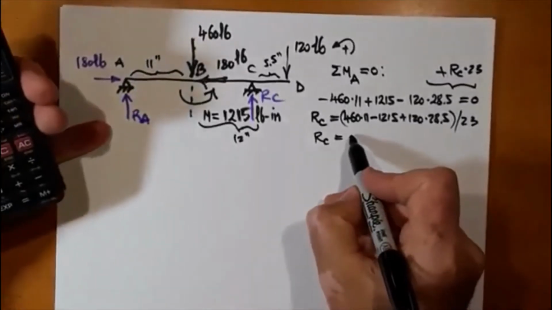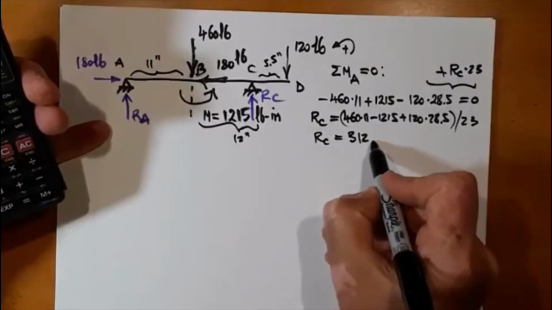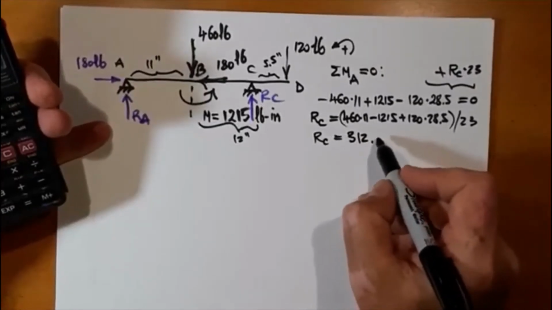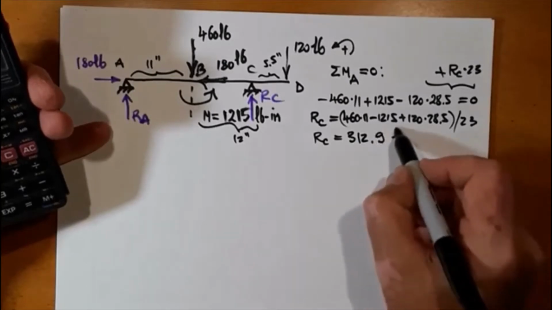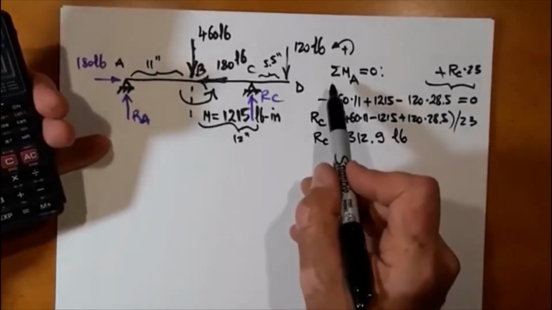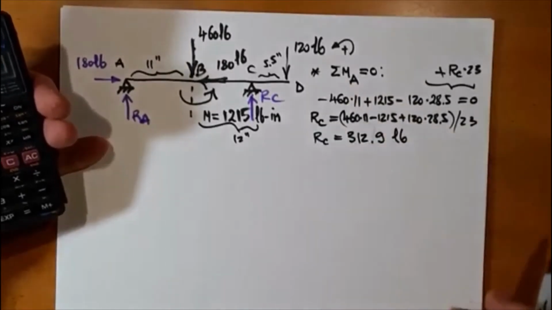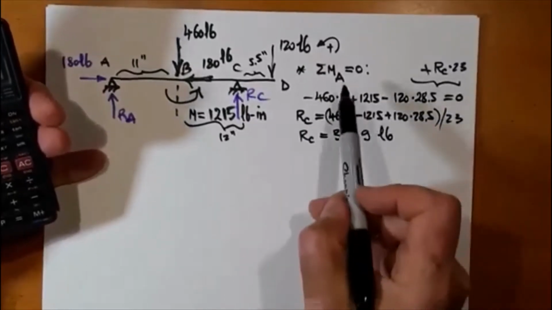So I have RC 312.869, easily 312.9, and these are pounds. Okay, so that was for the sum of moments about A.